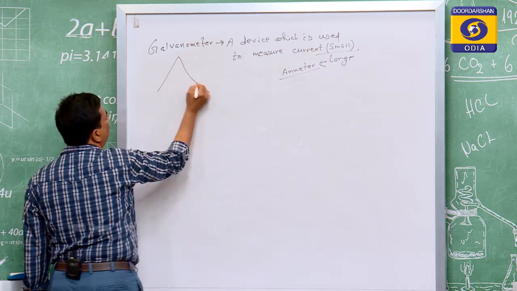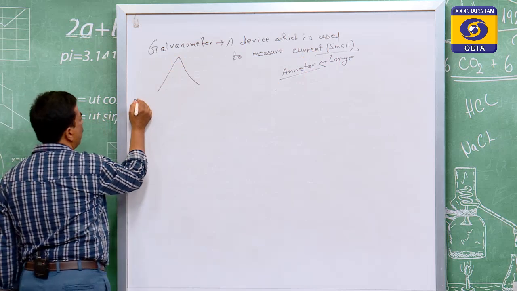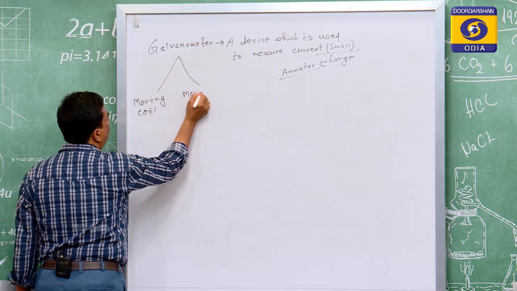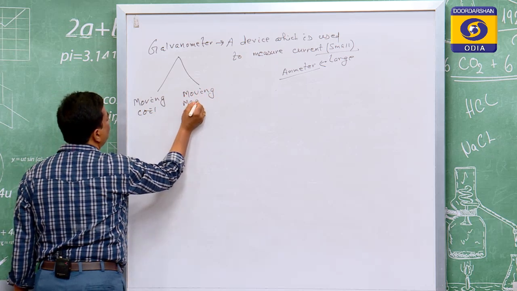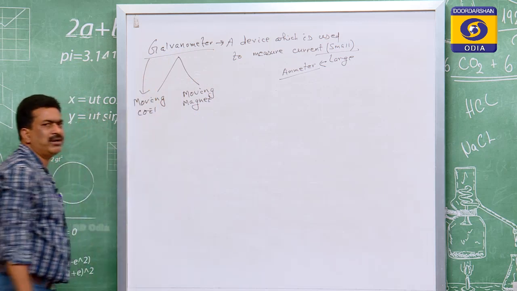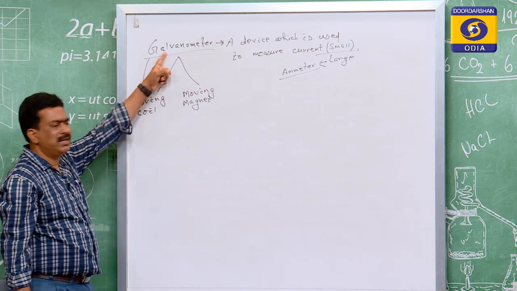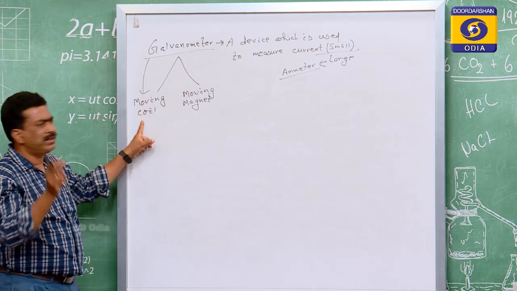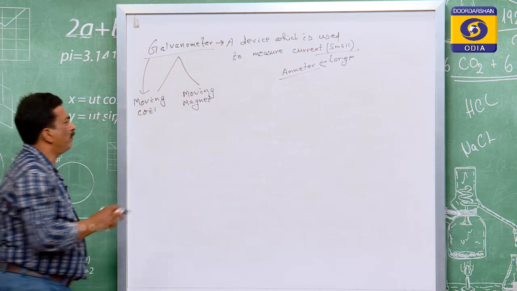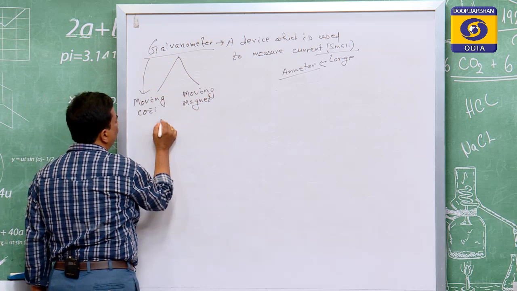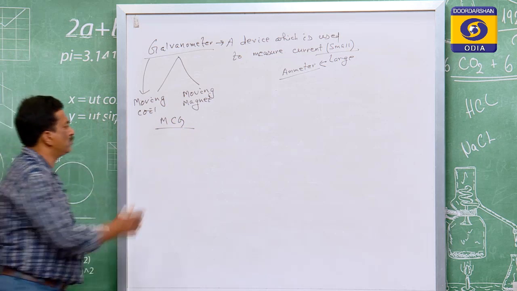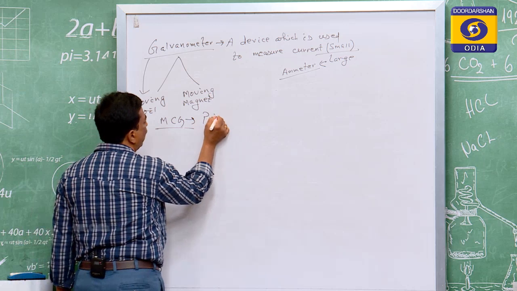And this galvanometer is generally of two types. One is the moving coil galvanometer, and another one is the moving magnet galvanometer. According to the syllabus, we are going to discuss the moving coil galvanometer. It is that device in which if a coil is moved, then that is the moving coil. If the magnet is moved, then that is the moving magnet. But in the syllabus, it is the moving coil galvanometer, which we will say as MCG, meaning moving coil galvanometer.